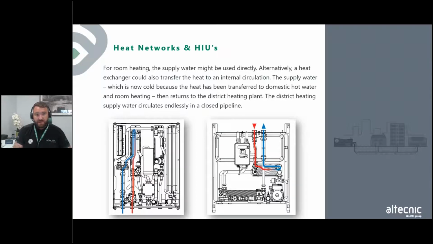The supply water, which is now cold or lukewarm because the heat's been transferred to domestic hot water and room heating, then returns back to the district heating plant, and district heated water circulates endlessly in a closed pipe system. So we spoke before about there being a closed loop and the water circulating around it. The key that we are looking for is to take hot water, withdraw the energy from it, and then put it back into the system cold to be reused as energy.